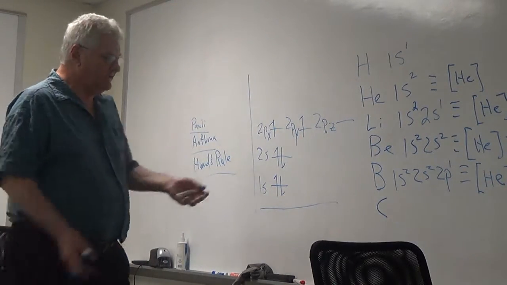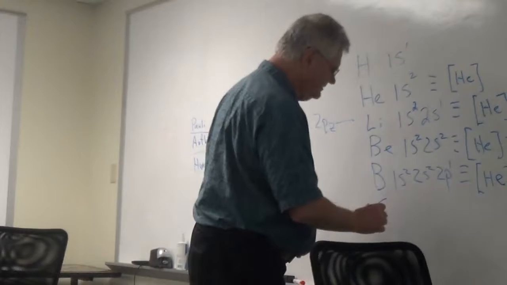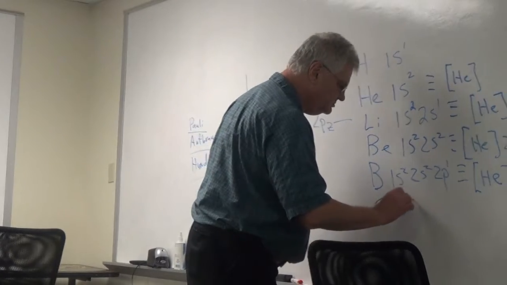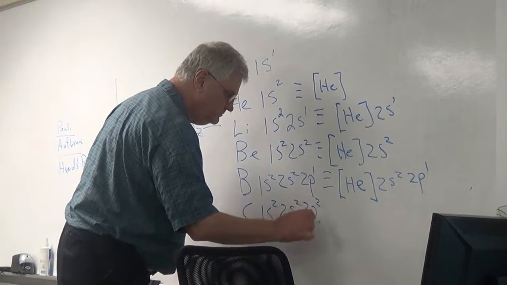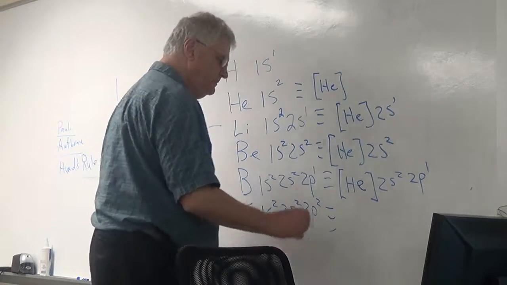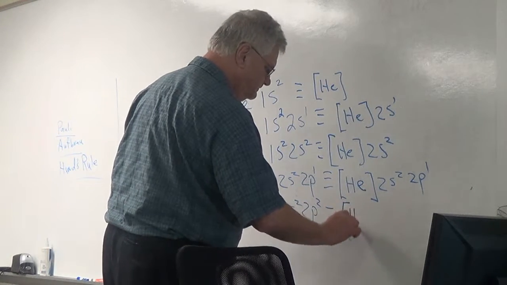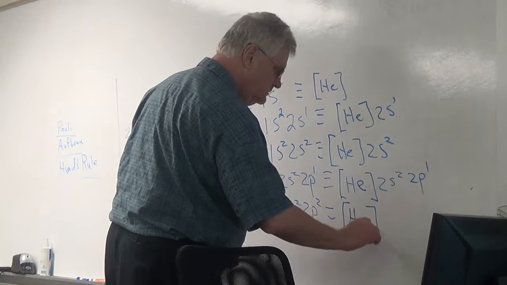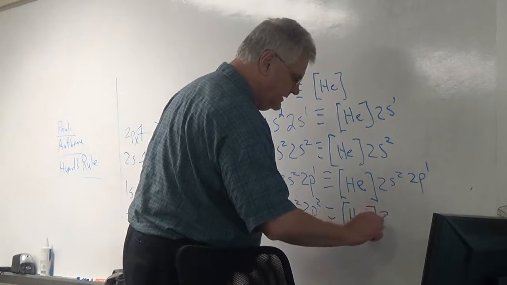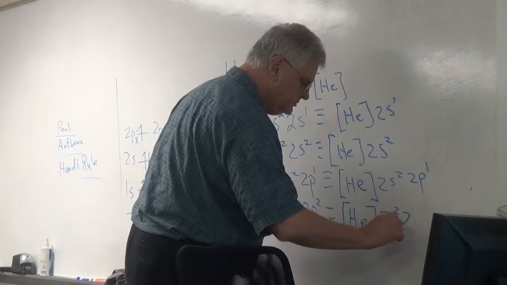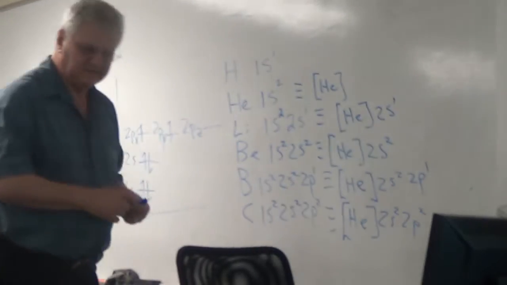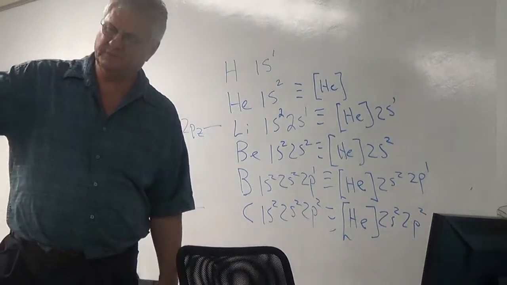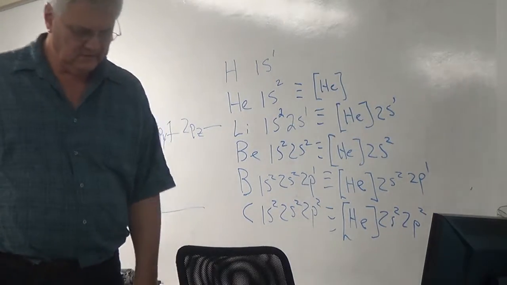Okay? Again, that doesn't really show up over here. We have 1s2, 2s2, 2p2. Or helium, 2s2, 2p2. Okay? Now eventually what you'll get all the way across the period to the noble gas, and that's going to be neon.